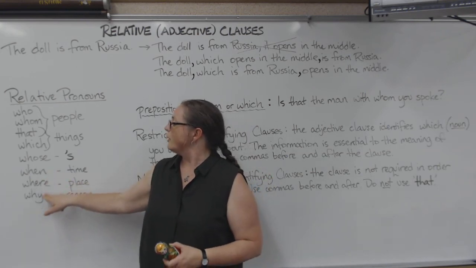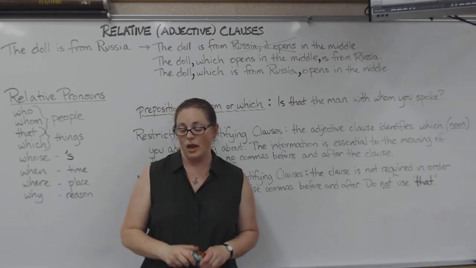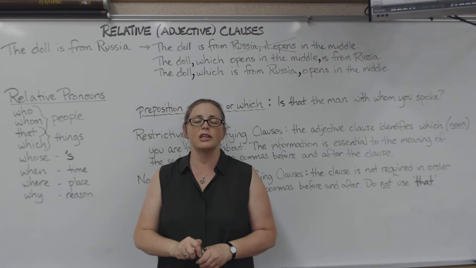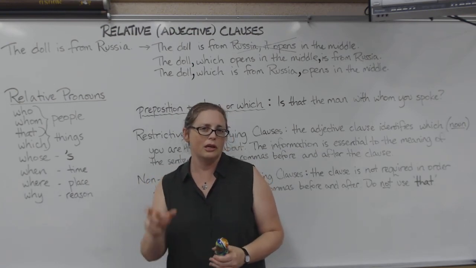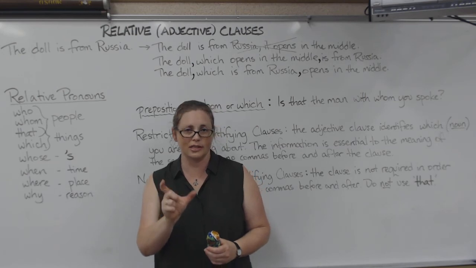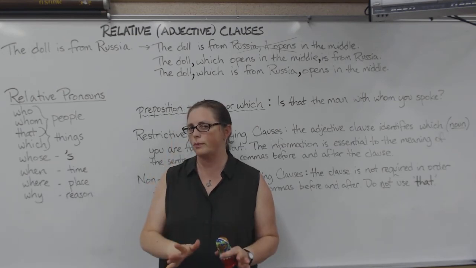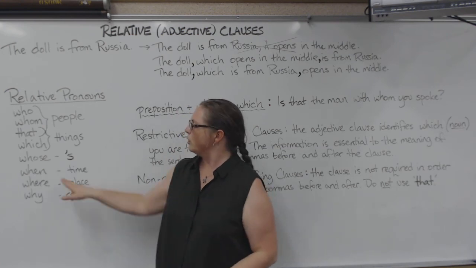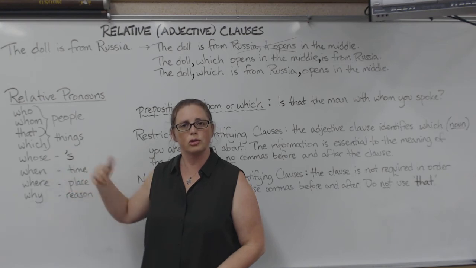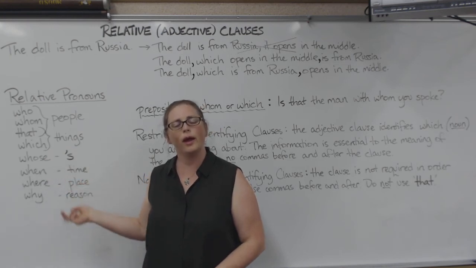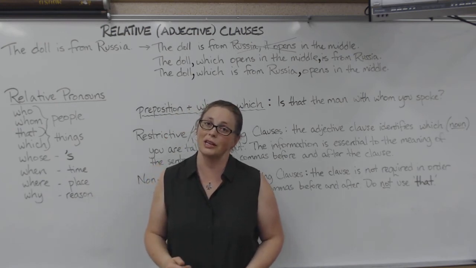We also have relative pronouns when, where, and why. These words are used in an adverb position in the adjective clause. They're not used as subjects or objects. But what you really need to know right now is that when is used if you're describing a time, where for a location, and why for a reason.